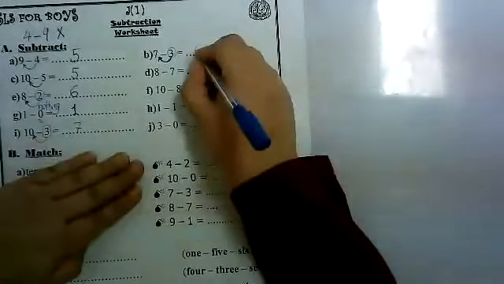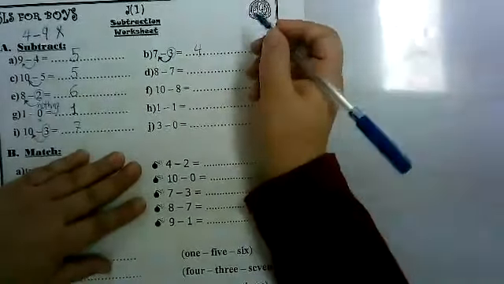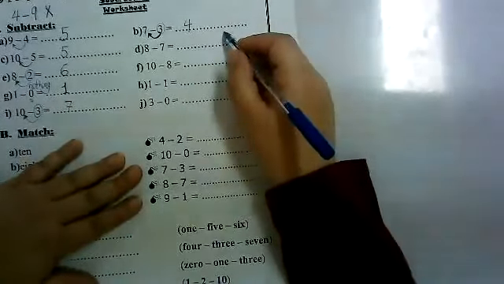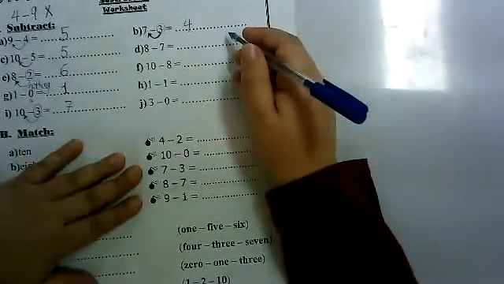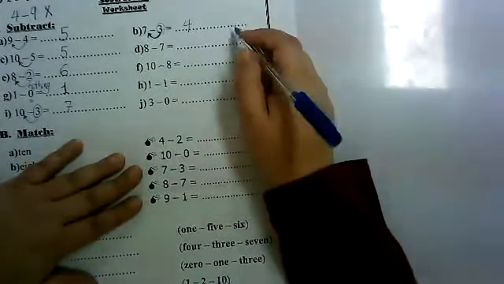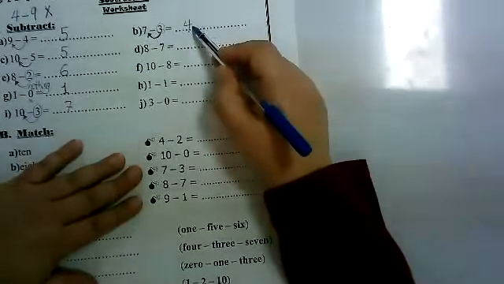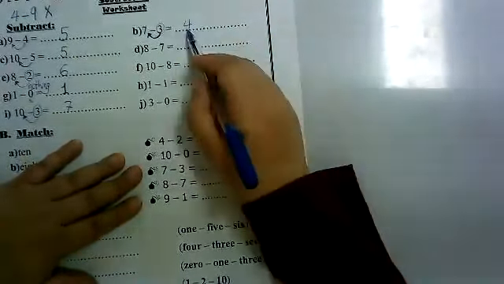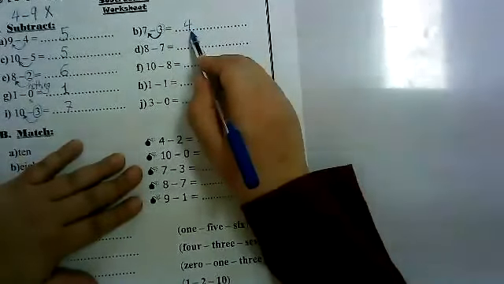So they are 4. 4 oranges are left in the bag. 4 oranges are left with you. Okay, you have 4 oranges now.